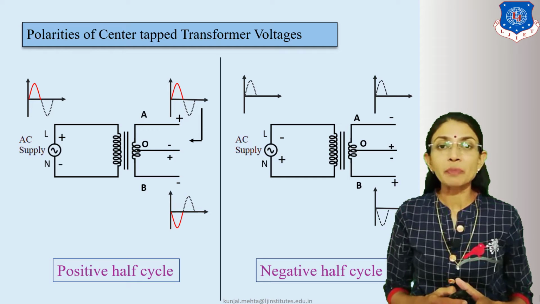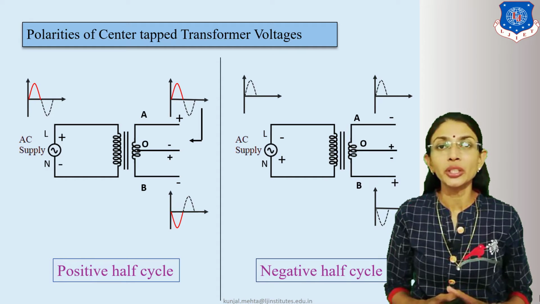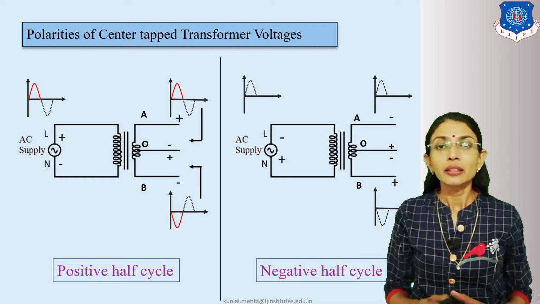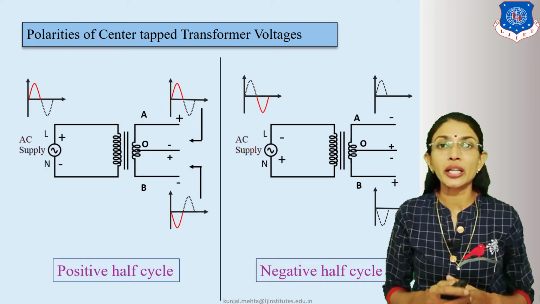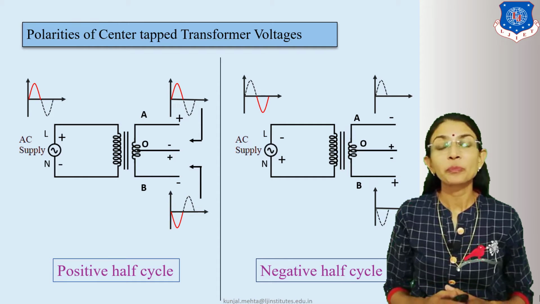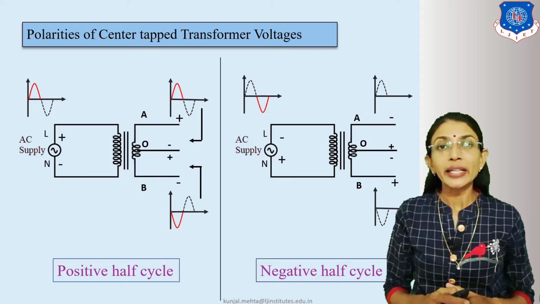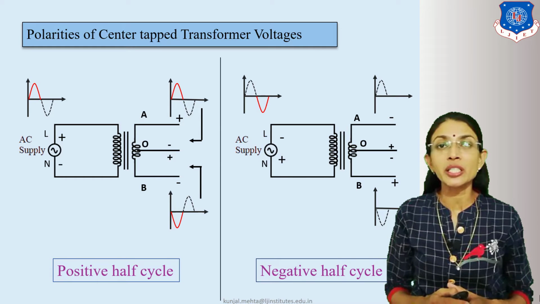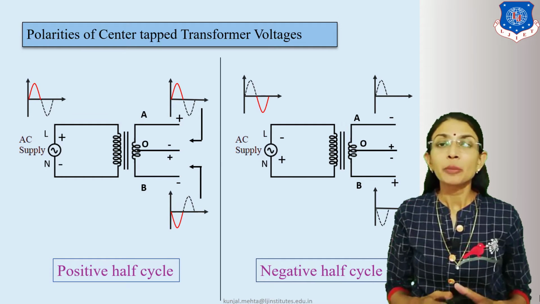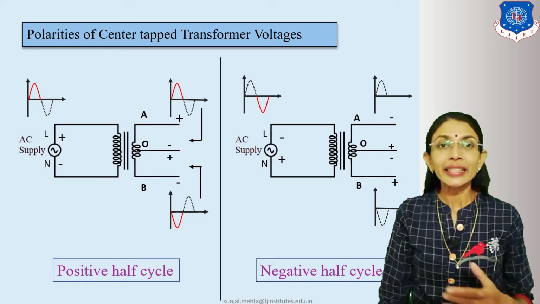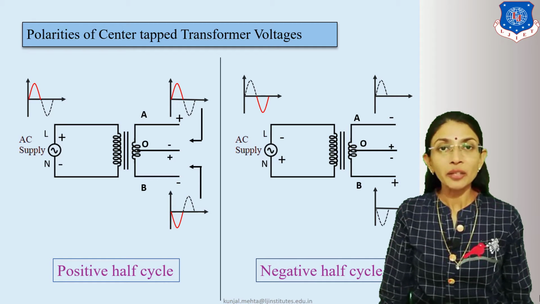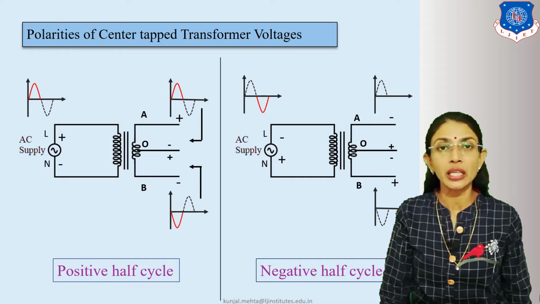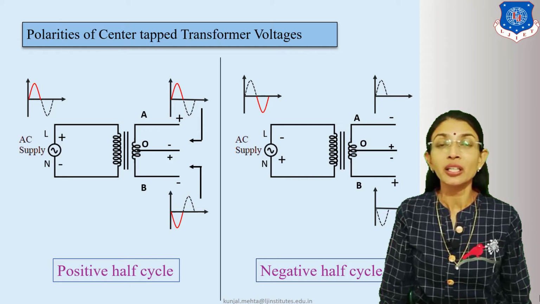Similarly, let me explain the negative half cycle of the input. If you apply the negative half cycle at the input at the primary of the center tapped transformer, then what happens? The line and neutral voltages will be reversed, minus and plus respectively. But at the secondary side, again we will have the three terminals A, B and O, that is center tapped. We will have two portions of the output, upper portion and lower portion.